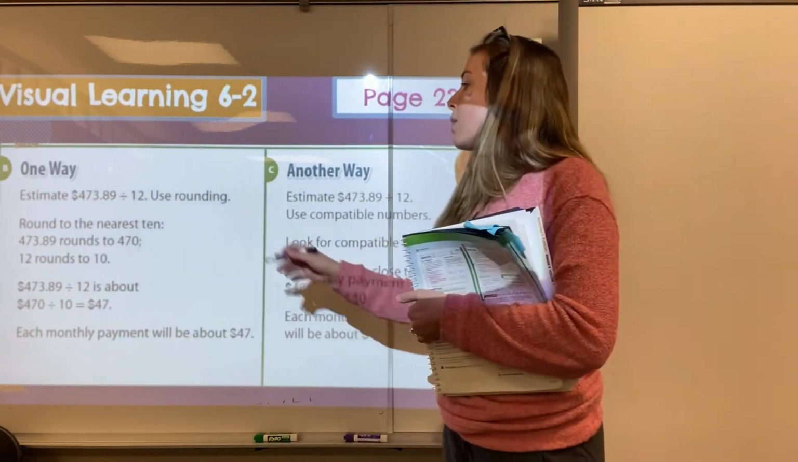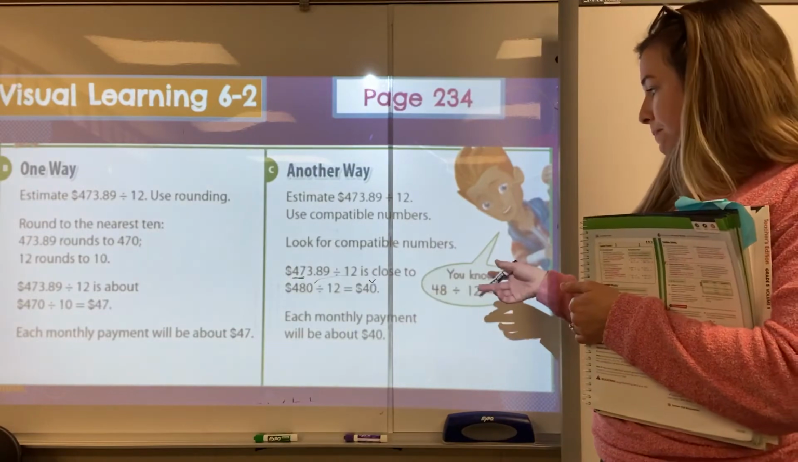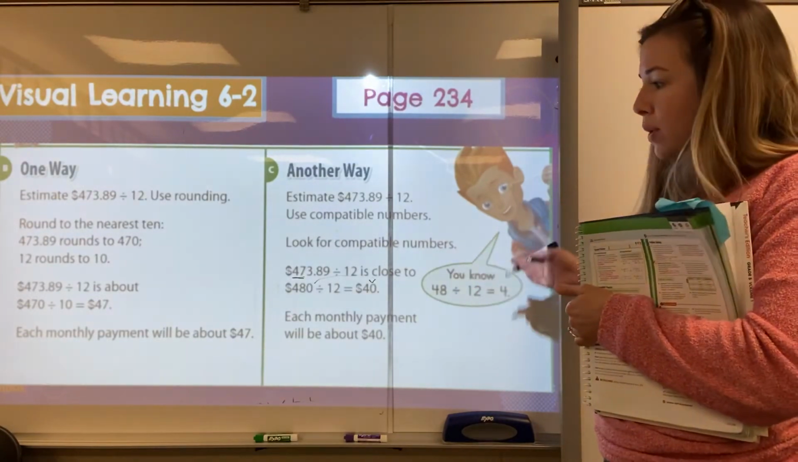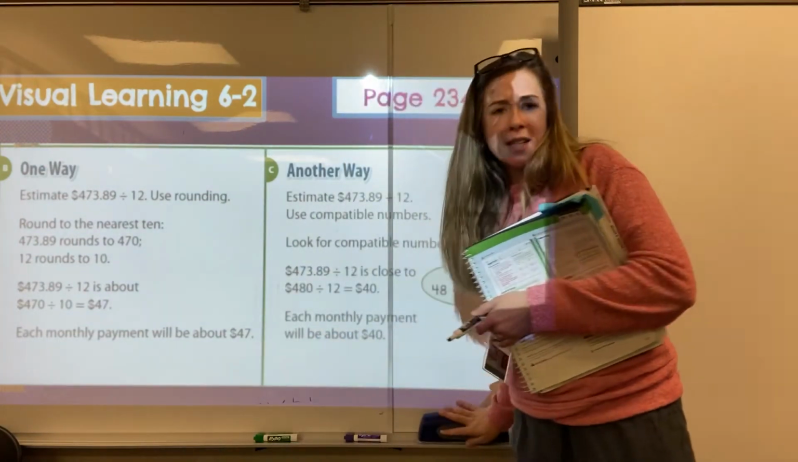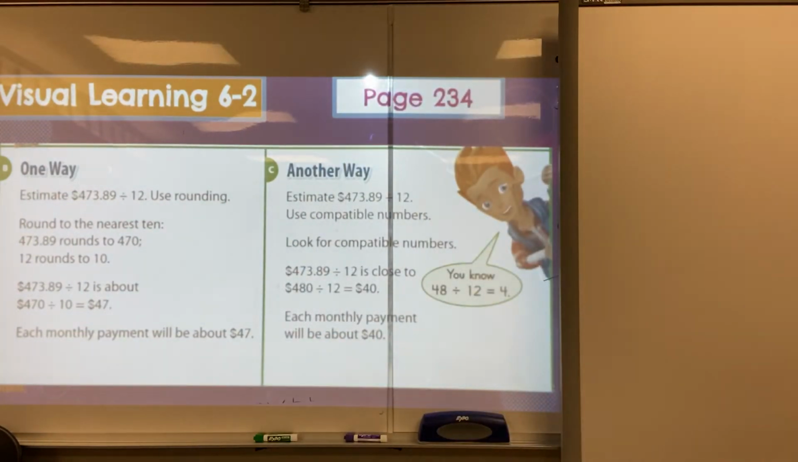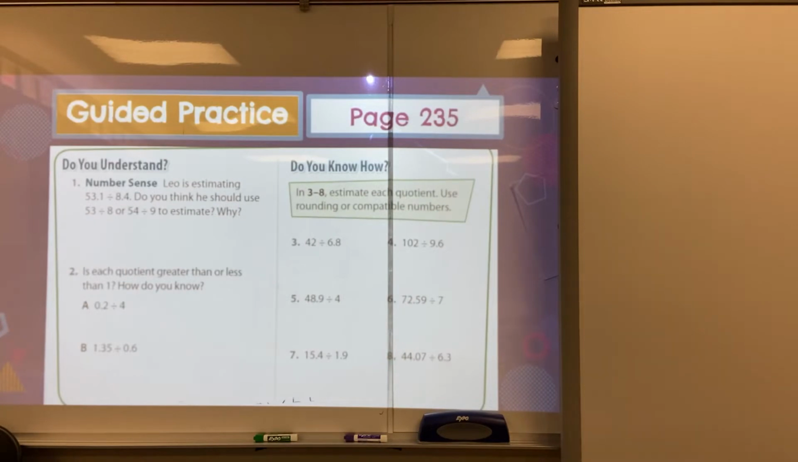So we know it's going to be somewhere around our $40 or $47. He's probably got to figure out the exact amount then. I don't know that his parents would want him paying part of it.